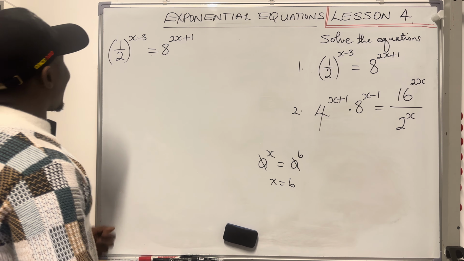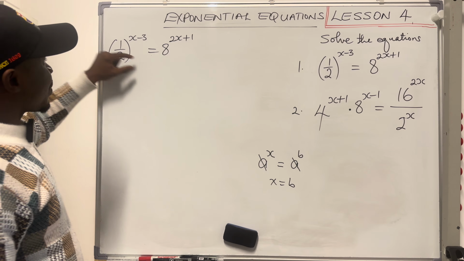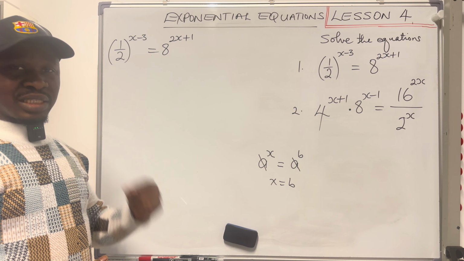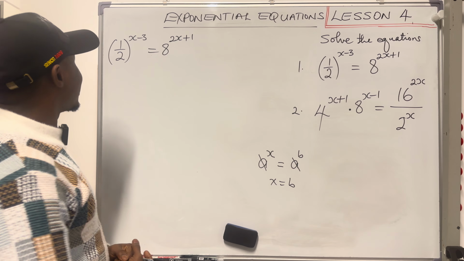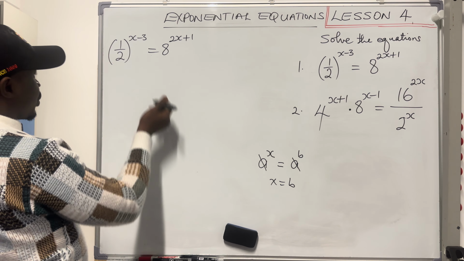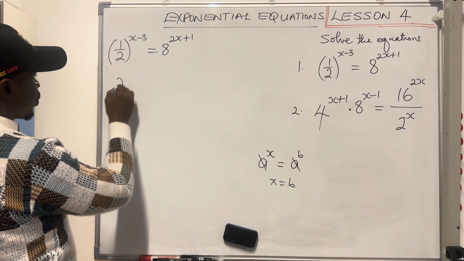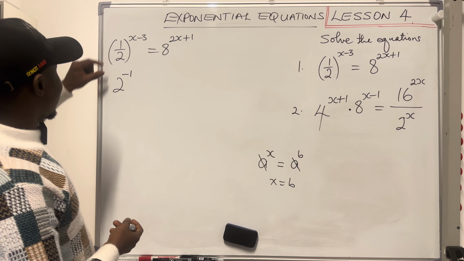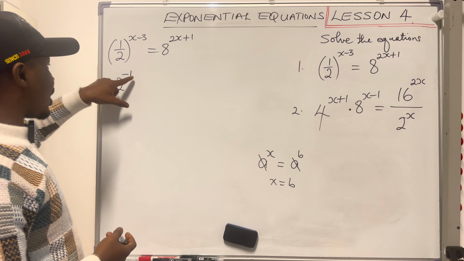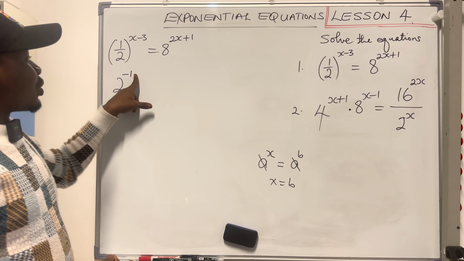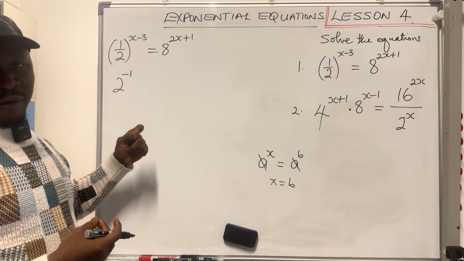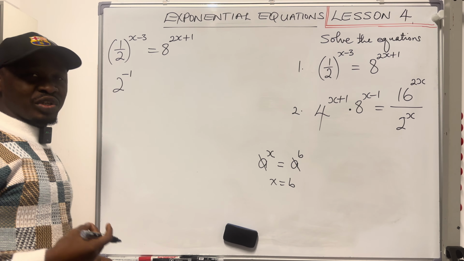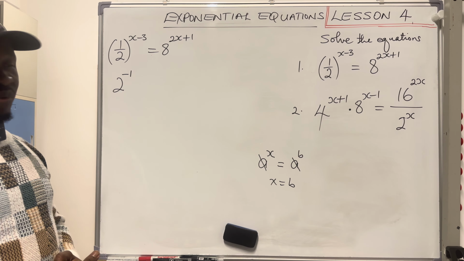Here the base is half, here the base is 8, but we want to make them the same. 1 over 2 is always equal to 2 raised to the power minus 1. So this base now generates a power of minus 1. We can call this the new power, and the one we have at the top is the original power. Why the original power? Because it comes with the question.